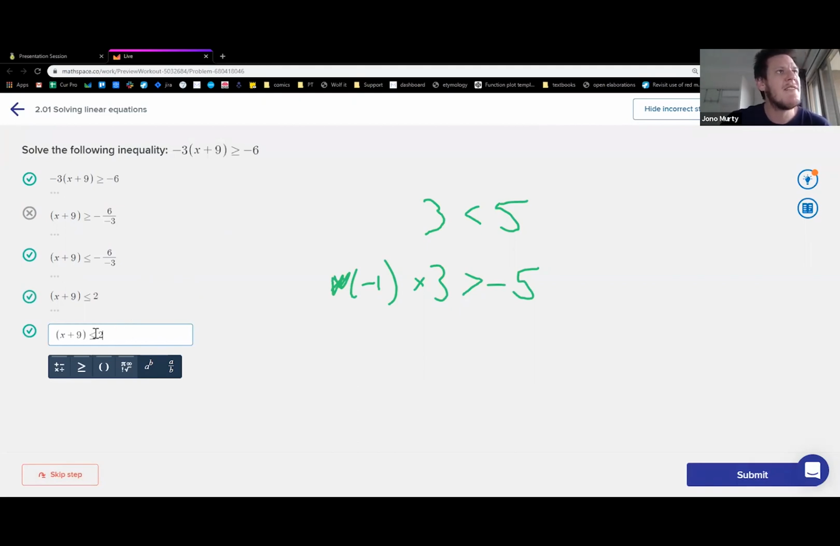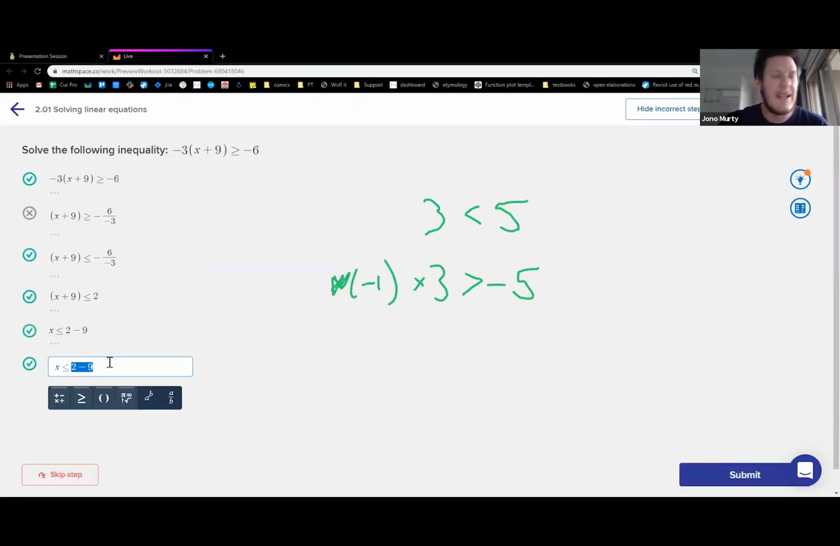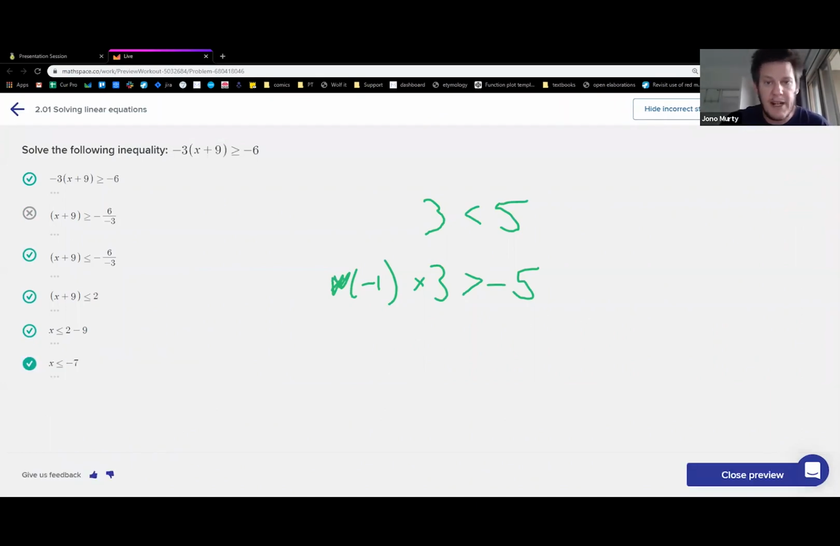x plus 9 is less than or equal to 2. Subtracting 9 from both sides, I have x is less than or equal to -7. So looks like a few of you realized and changed your answer to x is less than or equal to -7, which is great. This is why it's good to always test. Once you've got an answer, stick it back into the actual question and see if it works.